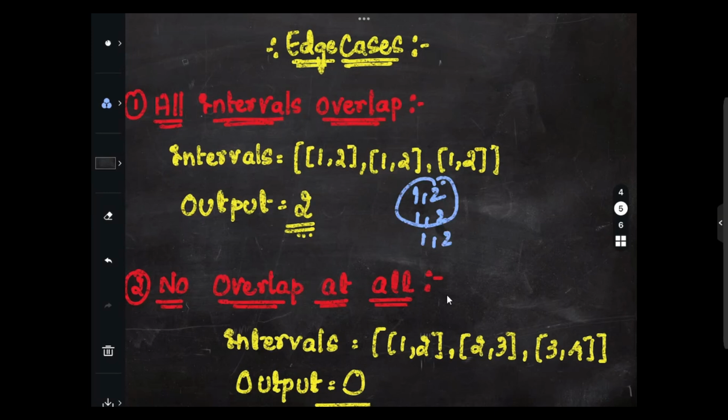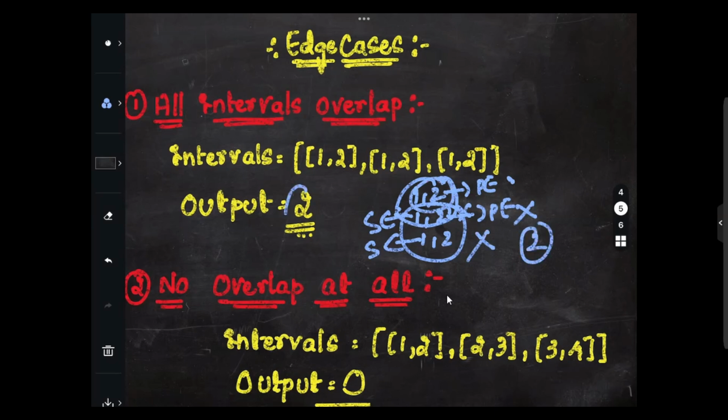First we will consider these two. This will be previous and this will be start. Start is not equal to previous end, so we will remove this one. Same when we compare the next one, this will be previous and this will be start, so again start is not equal to the previous end. Basically we will remove this one as well as this one, and only this one remains. So we are removing two intervals, so the output is 2 in this case.